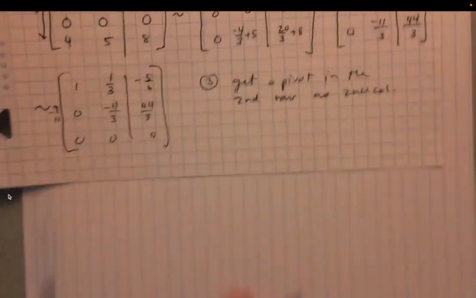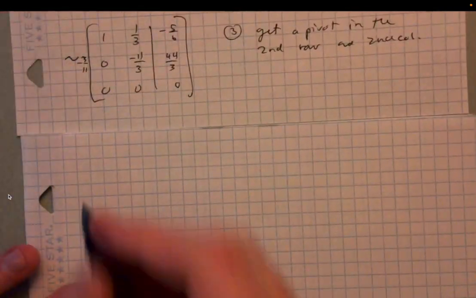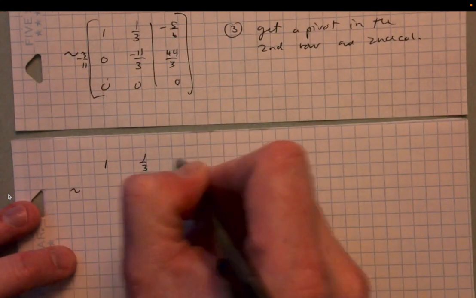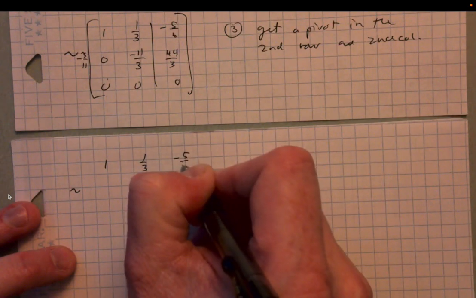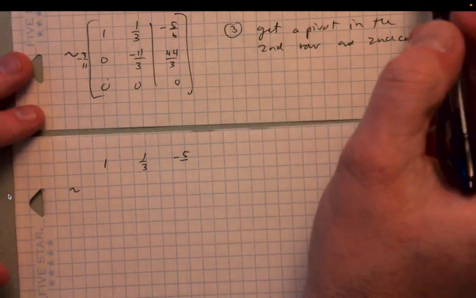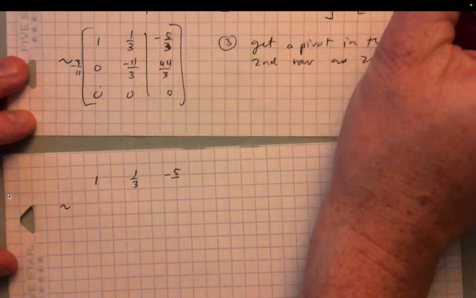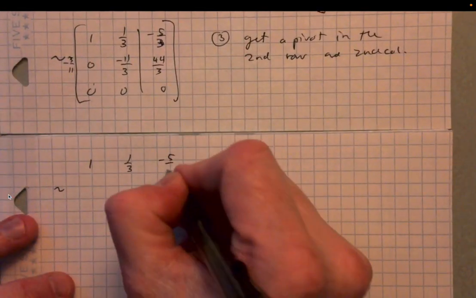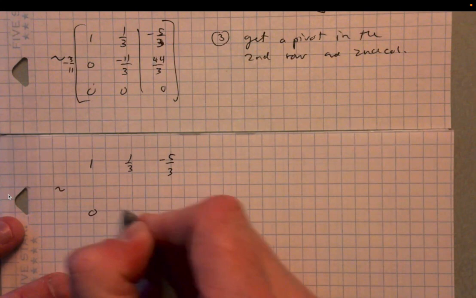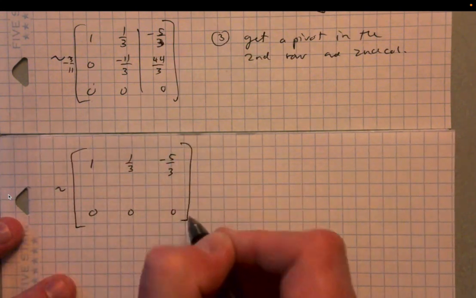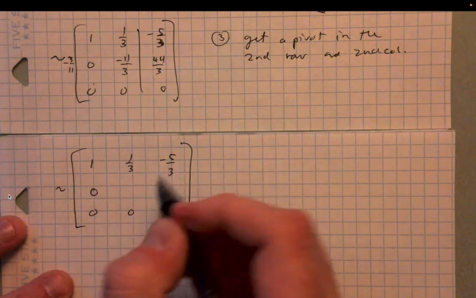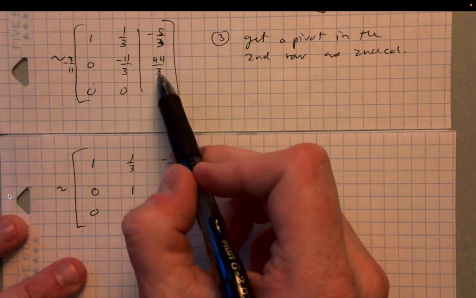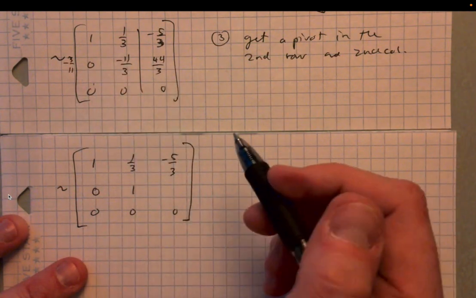So let's go ahead and switch pages. I'll just do it like this. And so 1 and 3 are unaffected, so let's write those in. That should be a 5/3. Sorry about that typo. I don't know where the 6 came from. Okay. -5/3, and then this will be 0, 0, 0 on the bottom. And so what I have here is 0, and then -11/3 times -3/11 is 1, and then 44 over 3 times -3/11 is -4.